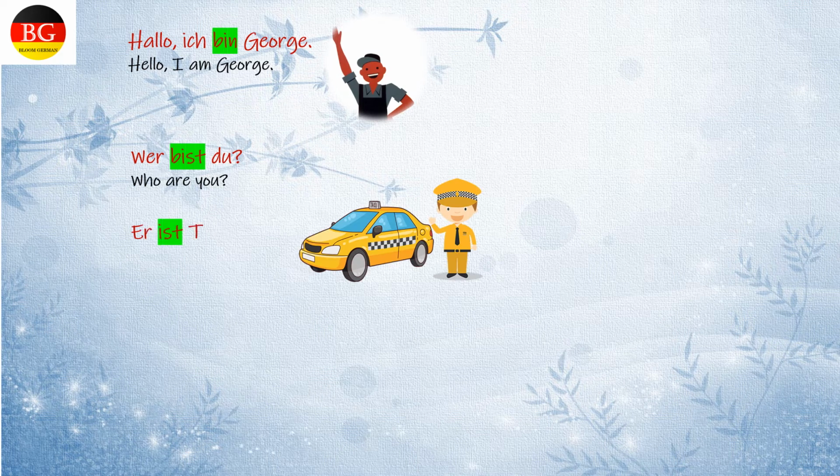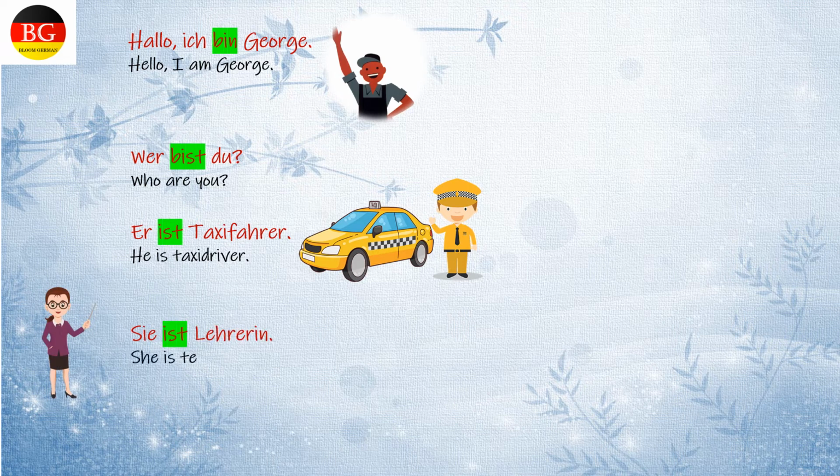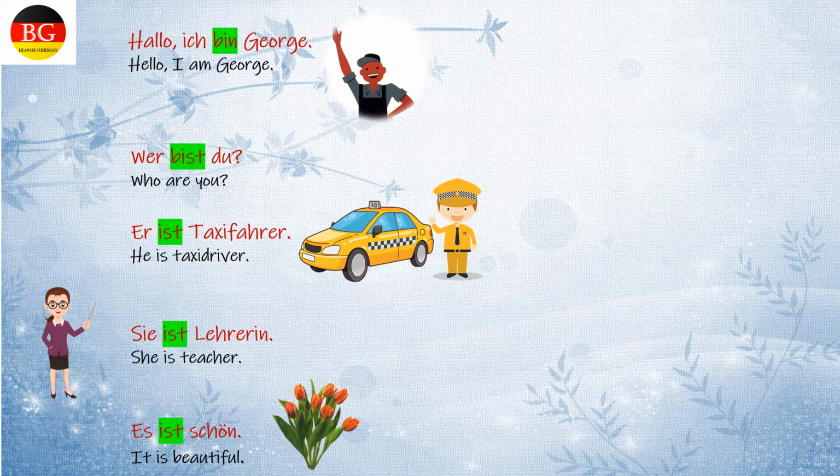Now let's see how to use the conjugated form of the helping verb sein in sentences with the help of some examples. Hallo, ich bin George. Hello, I am George. Wer bist du? Who are you? Er ist Taxifahrer. He is a taxi driver. Sie ist Lehrerin. She is a teacher. Es ist schön. It is beautiful.